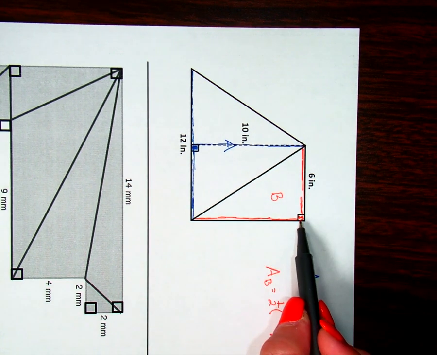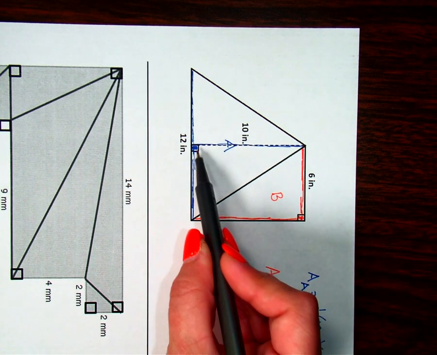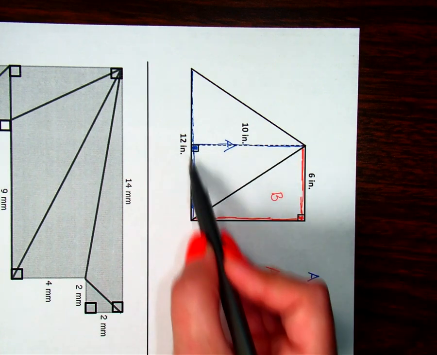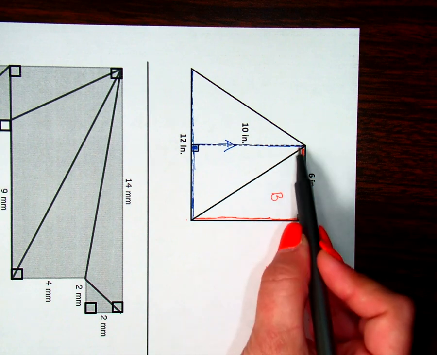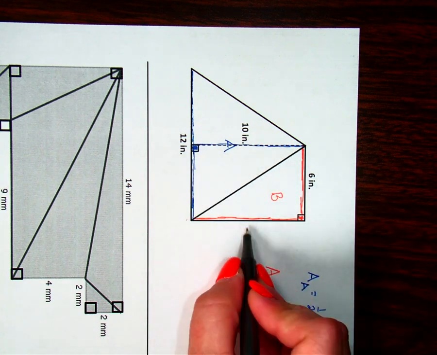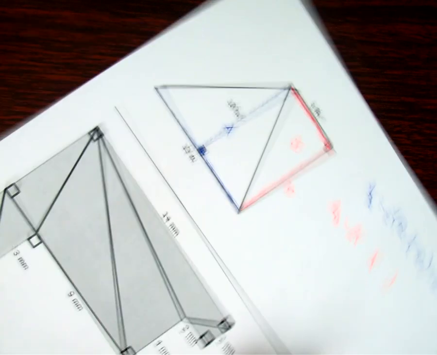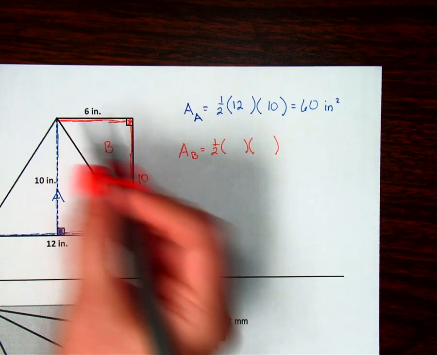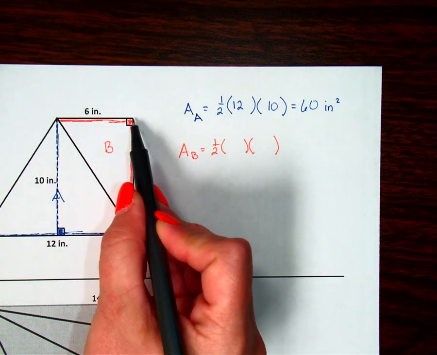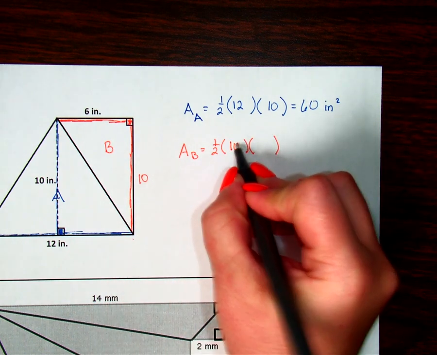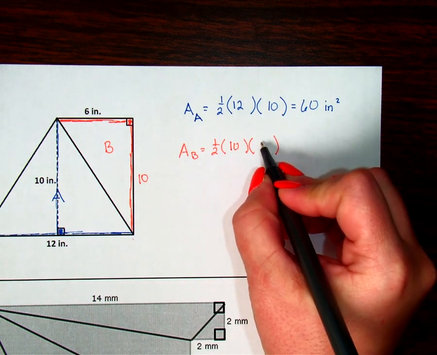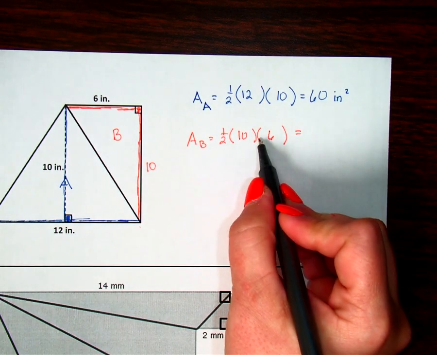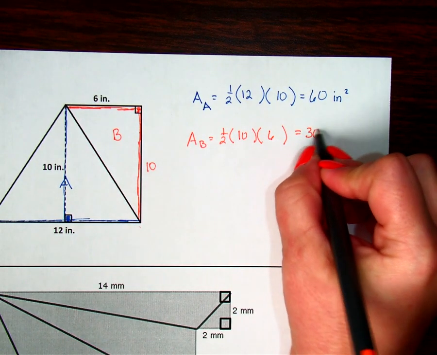My base doesn't have a number on it, but since I have a 90-degree angle here and a 90-degree angle here, this shape here must be a rectangle, which means if this side is 10, then the opposite side is also 10. Okay, so I've got a base of 10 and a height of 6, or we could turn it all the way upside down and say I have a base of 6 and a height of 10. It doesn't matter, you can do it either way. And I get 1/2 of 10 times 6, which is 30.